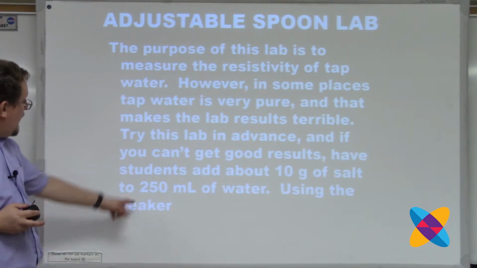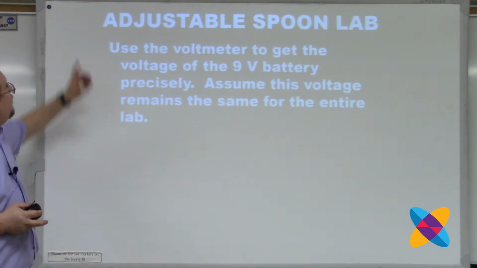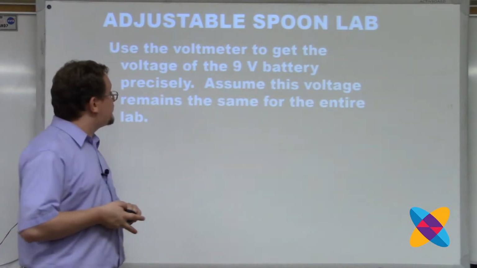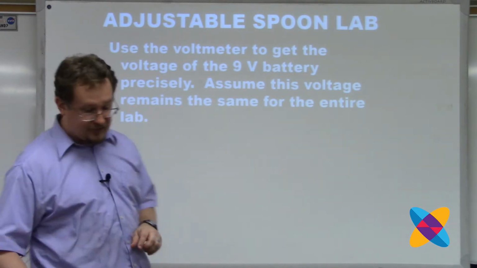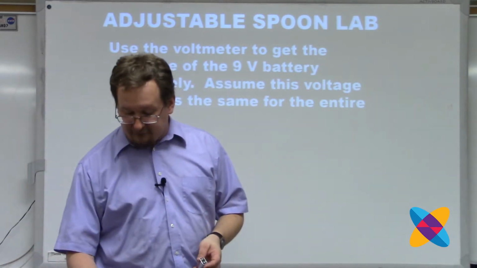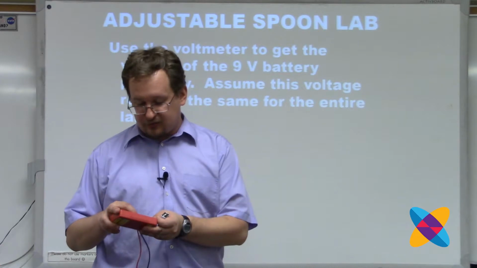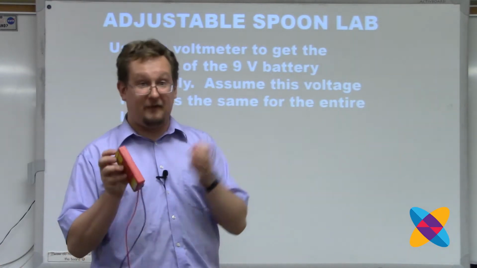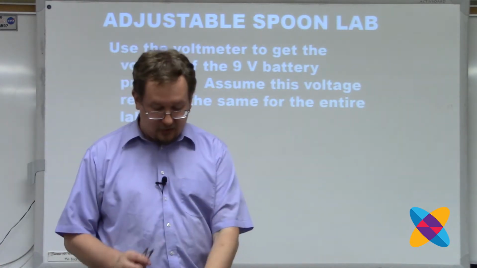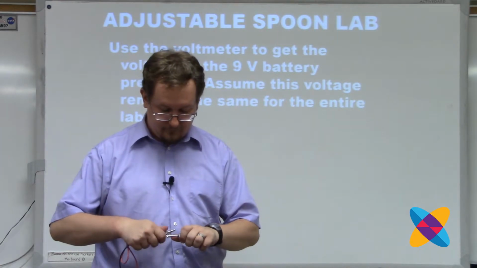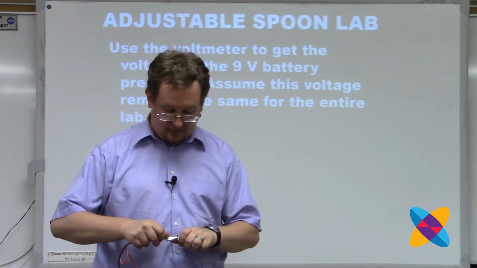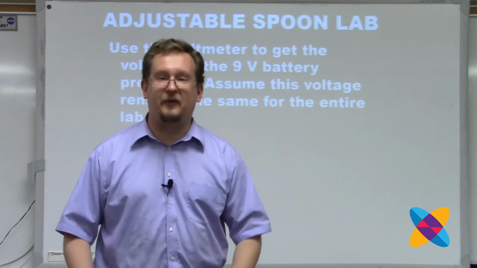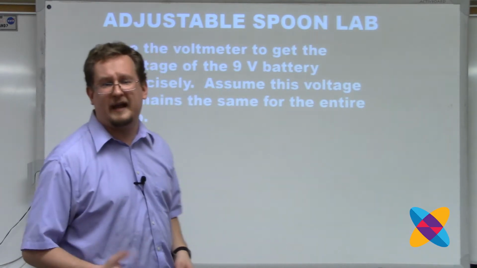Okay, to 250 milliliters. Use the voltmeter to get the voltage of the 9-volt battery precisely. So that's just going to be step one. I'm just going to get a voltage on the 9-volt battery right now. So I'm going to take my voltmeter and attach 2 little leads to it. Oops. Let's get the leads not touching each other. And I get a precise voltage. Just 9.83 is what I got just now.